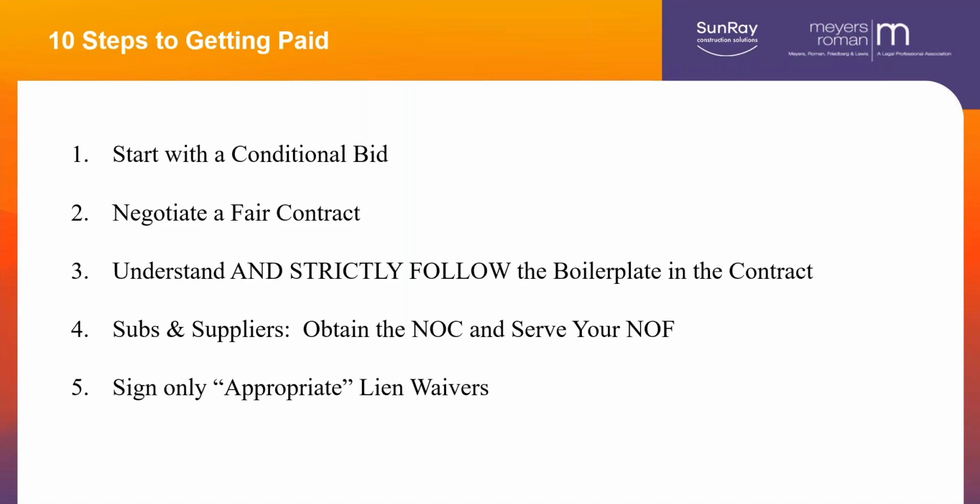Then you have to worry about, as you're moving along, the second half of that, and you have to serve your notice of furnishing. We'll talk about when you have to serve it in a little bit. As you're working, you need to sign lien waivers. You're going to be required to sign lien waivers, but you have to make sure that they're the right lien waiver. If they're not the right lien waiver, then you may give up too many of your rights, because they're overbroad. We'll talk about those.